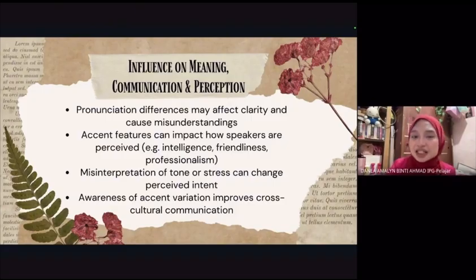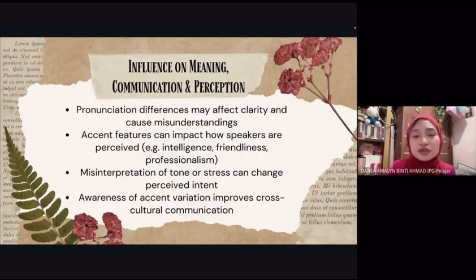Rising intonation in American English may sound more questioning or friendly, so it will sound more approachable, while British English's falling intonation might come across as more formal or reserved. These subtle cues influence the listener's perception of the speaker's confidence, politeness, or intent.